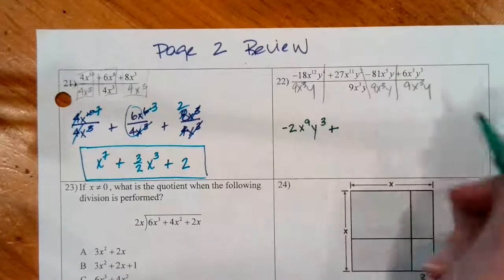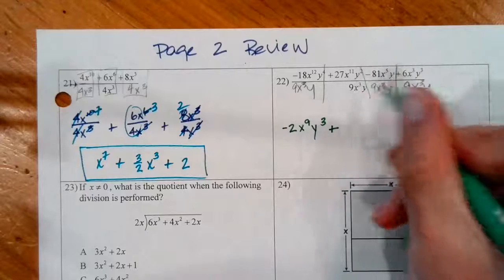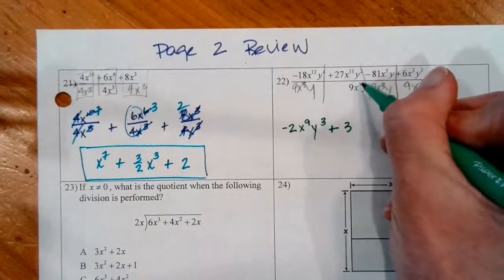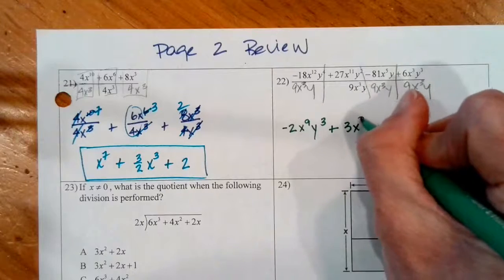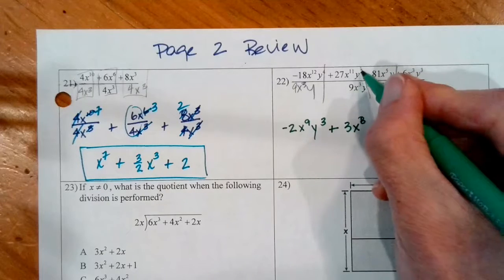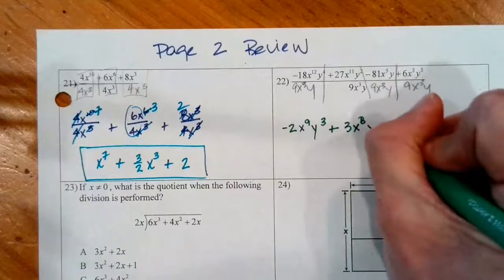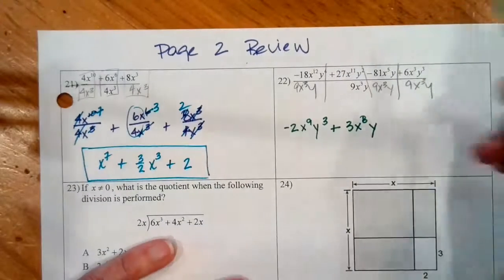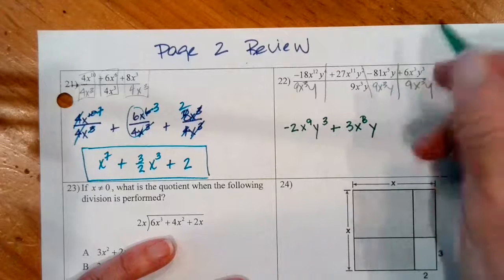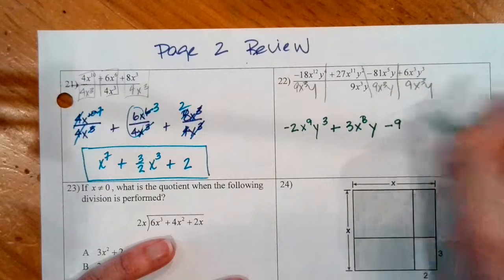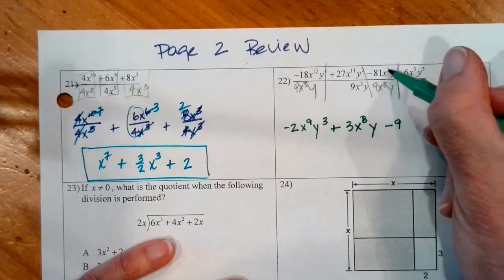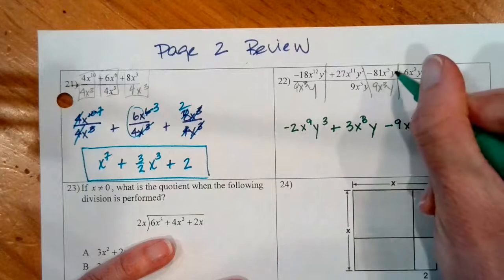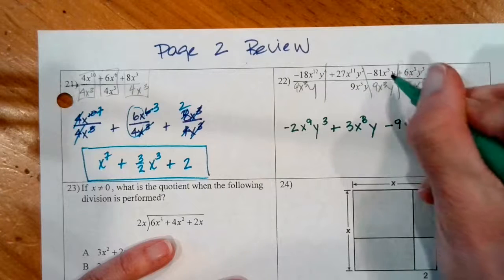Let's take a look at our next fraction. 9 goes into 27 3 times. 11 x's up top, 3 down bottom, leaves me with 8 x's. 2 y's up top, 1 on the bottom, leaves me with 1 y. Next fraction. 9 goes into negative 81, negative 9 times. 5 x's, 3 x's, going to leave me with 2. And 1 y and 1 y completely cancel out.